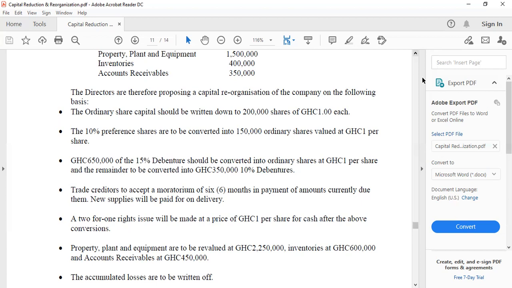But the rights issue will now be made available to all those who are ordinary shareholders now, which is the debenture holders who have converted to ordinary shareholders, and the preference shareholders who have converted to ordinary shareholders. So don't worry, it's just a coincidence that this figure is the same as the capital injection. Okay, let's move on.